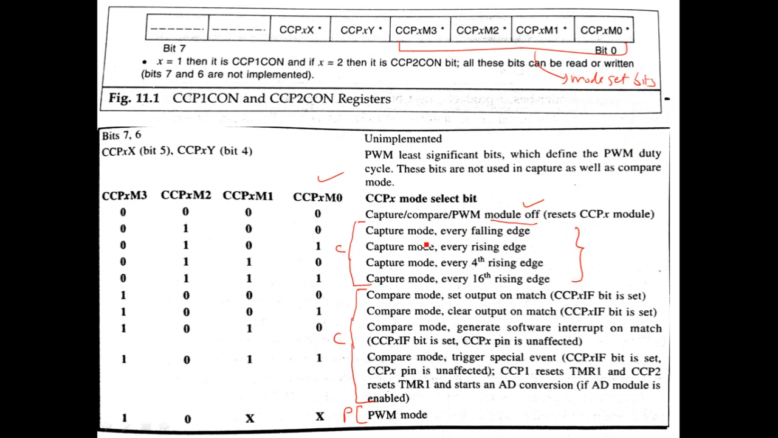Okay, the count can be captured at every falling edge, or at every rising edge, or every 4th rising edge, or every 16th rising edge. So these 4 options are available. They can be selected with the help of these bits. Is it clear? Yes, sir. Okay.